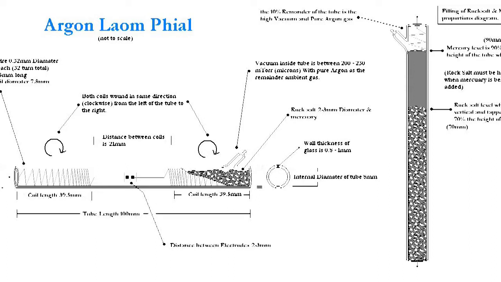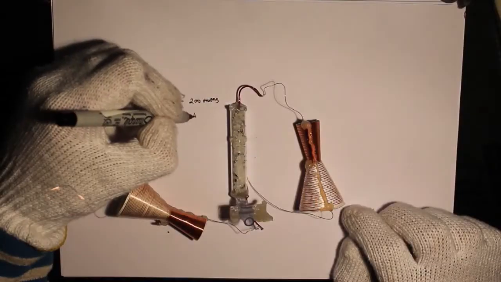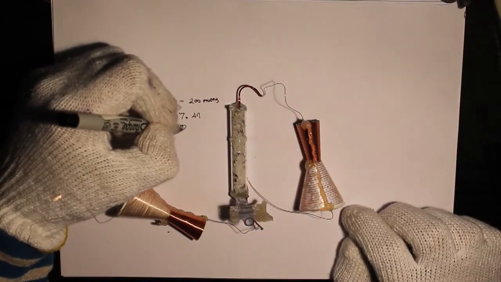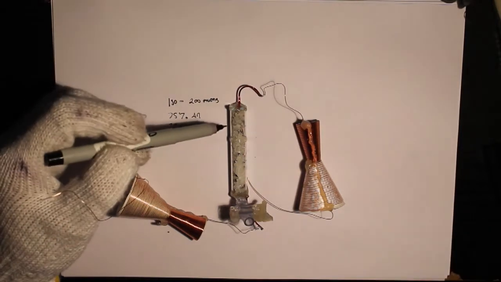About 75% argon and 25% neon. So that's basically the tube.